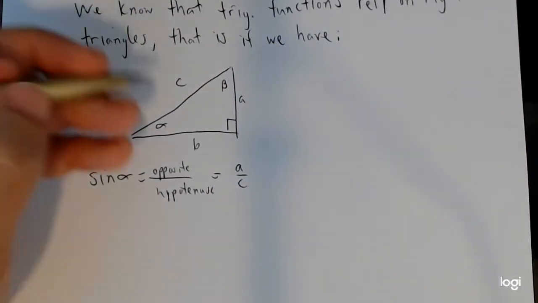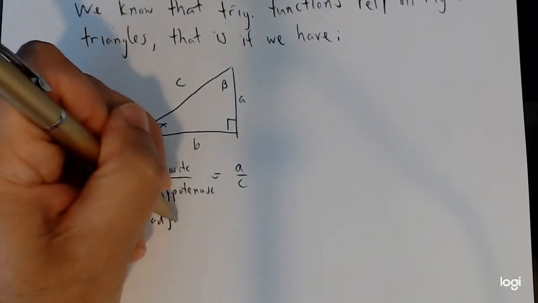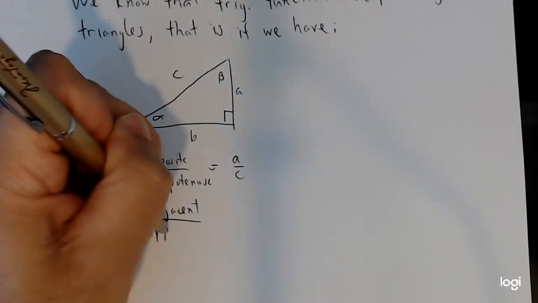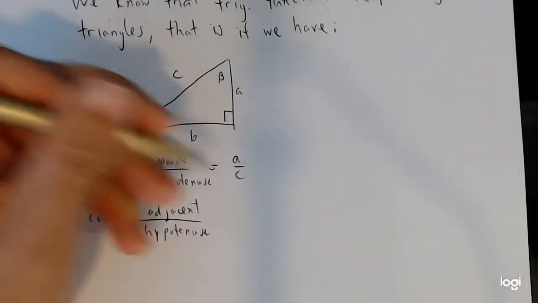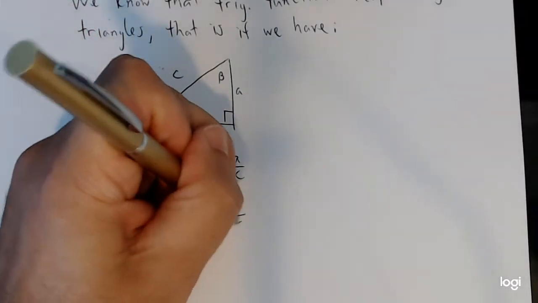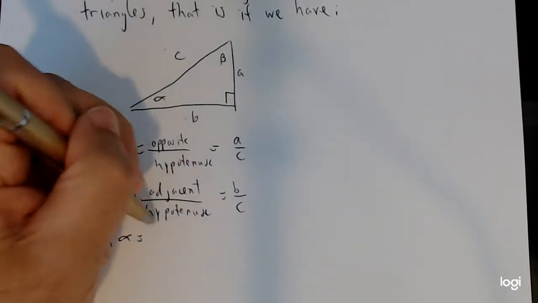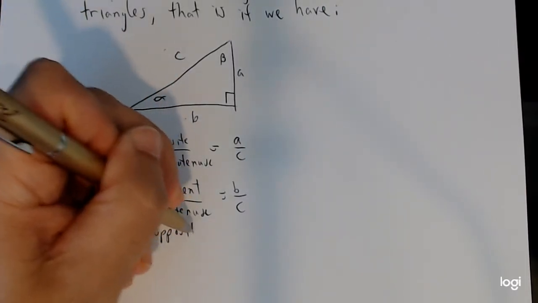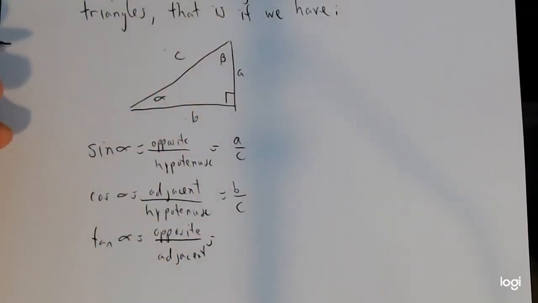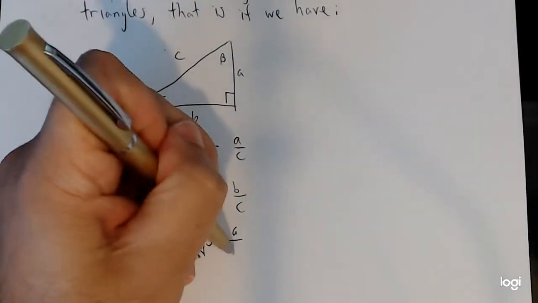And then we have cosine of alpha, which is adjacent over hypotenuse. From alpha's perspective, adjacent is B and hypotenuse is C. And we have tangent of alpha, which is opposite over adjacent, which in this case is A over B.